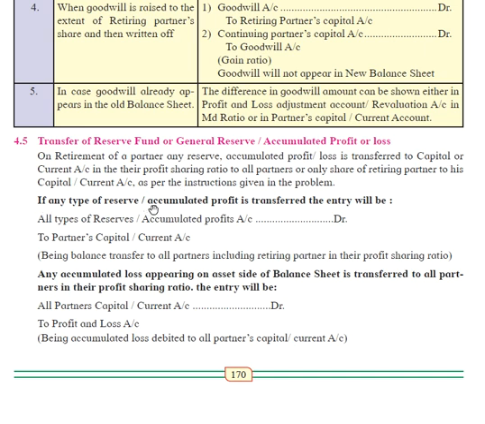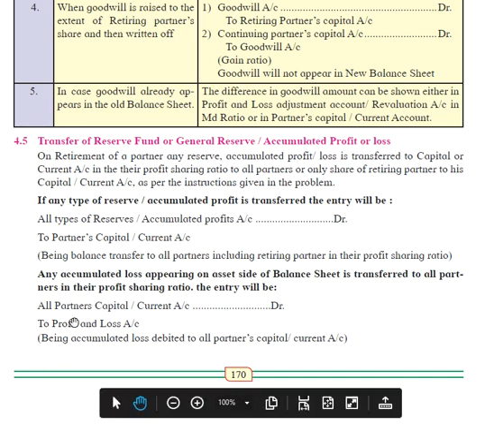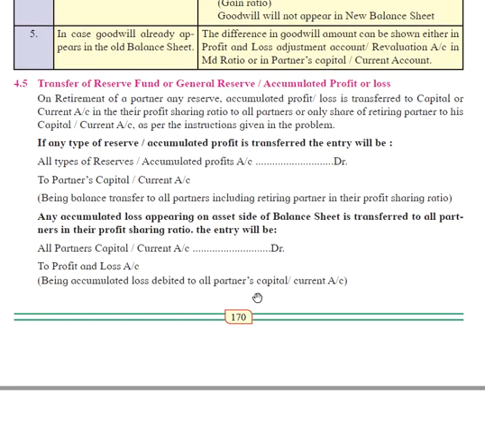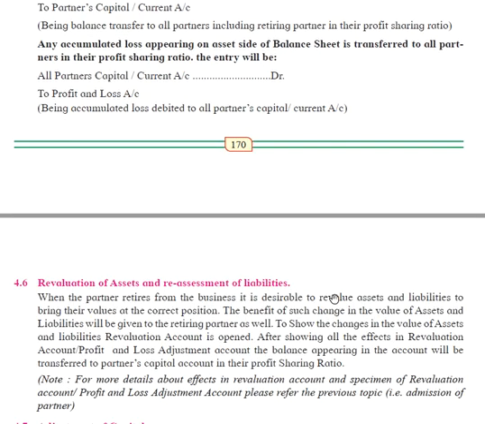So if any type of reserve or accumulated profit is transferred, the entry will be: all types of reserves and accumulated profits account debited to partners' capital accounts or current accounts. And again, any accumulated loss appearing on the asset side of a balance sheet is transferred to all partners in their profit sharing ratio. The entry will be all partners' capital accounts or current accounts debited to profit and loss account, being accumulated loss debited to all partners' current accounts.